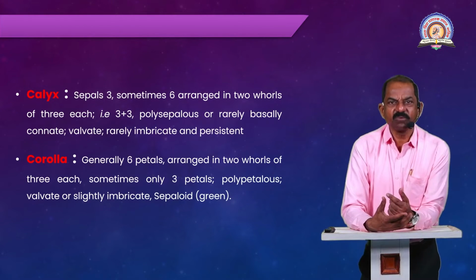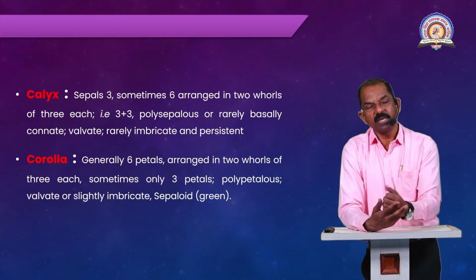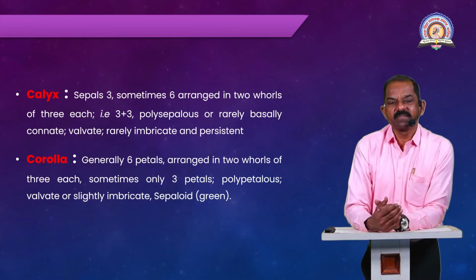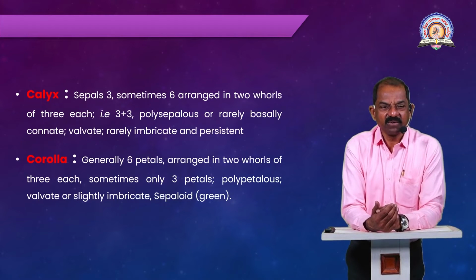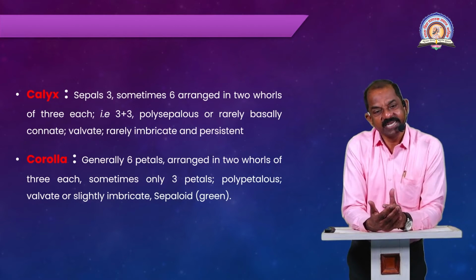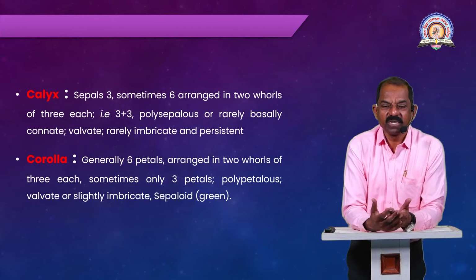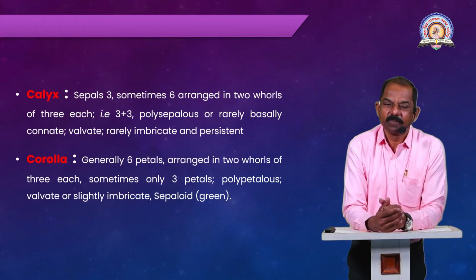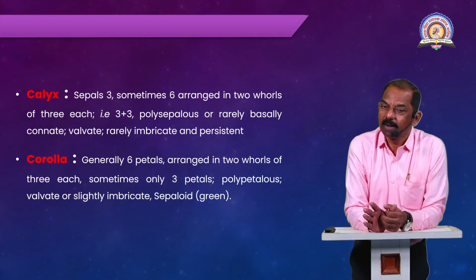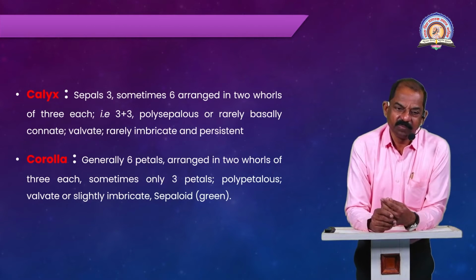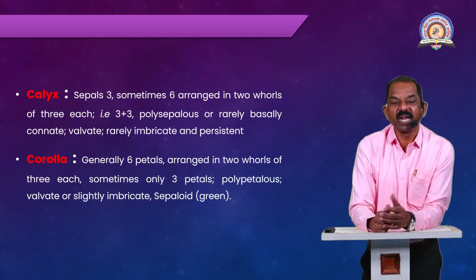And in case of this family Anonaceae, generally the number of the petals is 6. They are arranged in 2 whorls, that is 3 in each whorl. Sometimes only 3 petals are present, but the petals are in polypetalous condition. They are free petals. They may be valvate, they may be slightly imbricate.